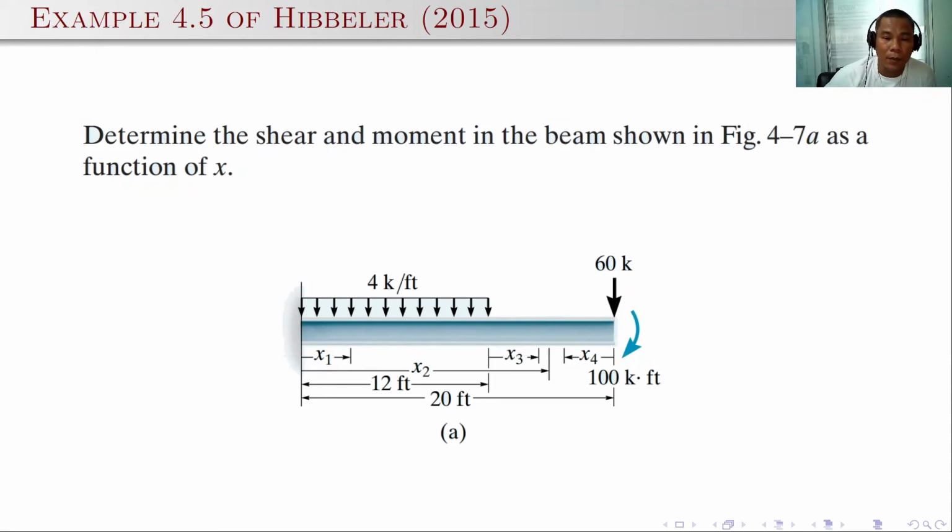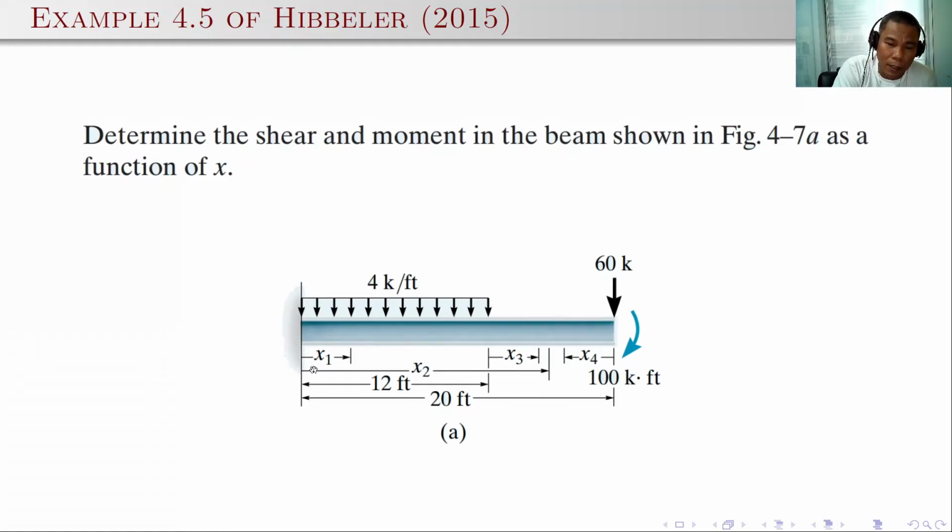Another example is to determine the shear and moment in this particular beam as a function of x. Again, in this particular problem, it really depends on you, on where you will be starting, or looking for the origin. For this particular segment, this is of distance 12 feet, you can assume your x starts from the left, or you can start from the right.